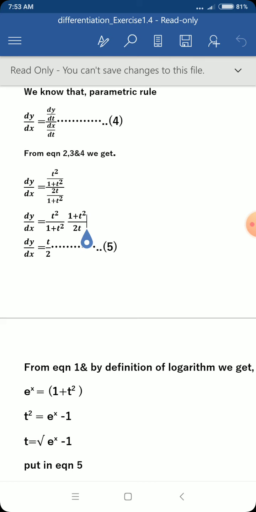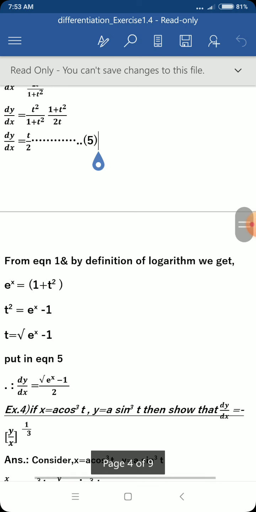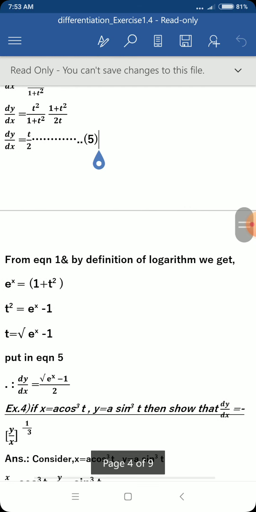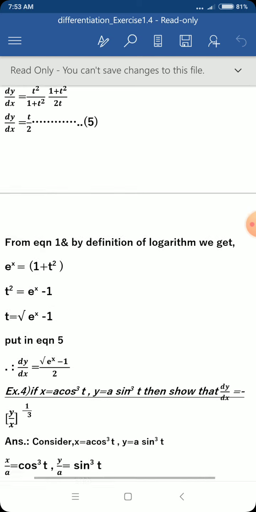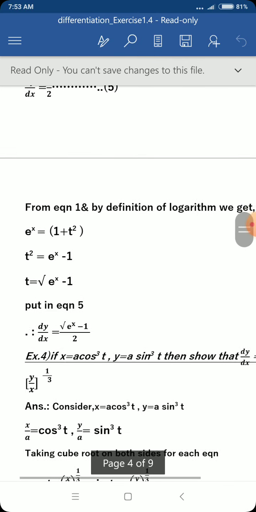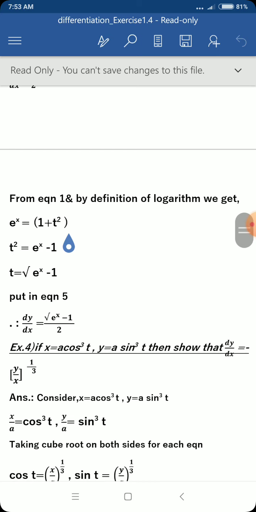Therefore, there remains only dy upon dx is equal to t upon 2. Call this equation number 5. Now, from the first equation, which is x is equal to log of 1 plus t square, by the definition of logarithm, we get e raised to x is equal to 1 plus t square. Simplifying this, we get t square equal to e raised to x minus 1. Taking square root on both sides, we get t is equal to under root e raised to x minus 1.